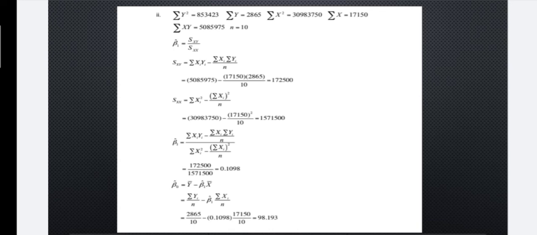You boleh double check whether your regression equation ni betul ke tidak. But still, you kena list down all the value of summation and then apply the formula to get the value of beta 0 and beta 1. And last kali should be kena ada kat sini, saya tertinggal. Last kali kena ada equation. Y hat equal to beta 0 is 98.193 plus 0.1098x. Kena ada equation last kali.